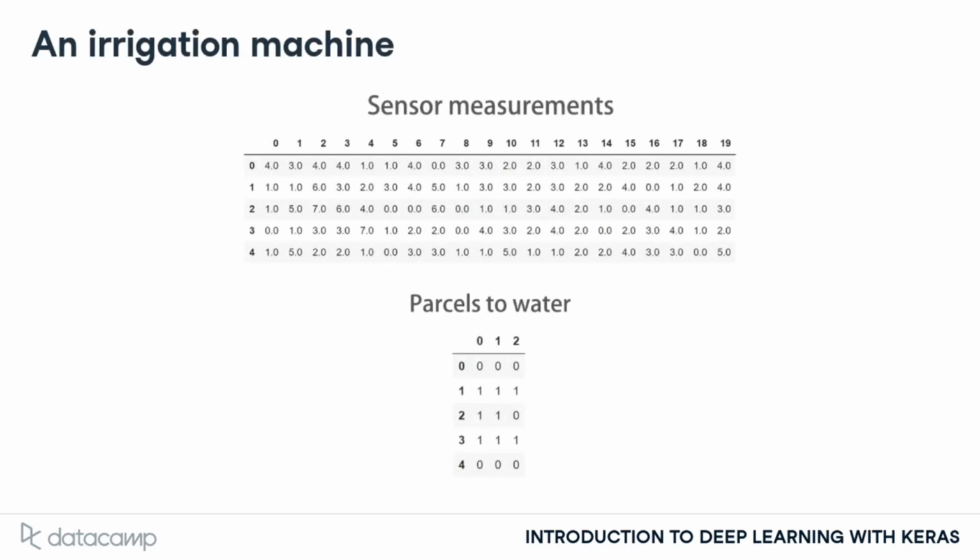Each sensor measures an integer value between 0 and 13 volts. Parcels can be represented as one-hot encoded vectors of length 3, where each index is one of the parcels. Parcels can be watered simultaneously.